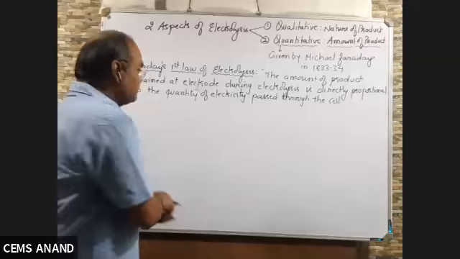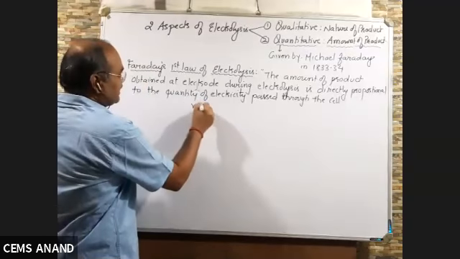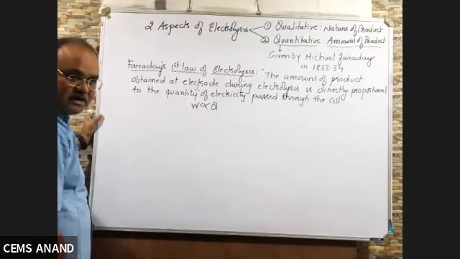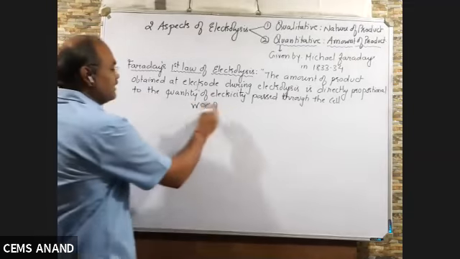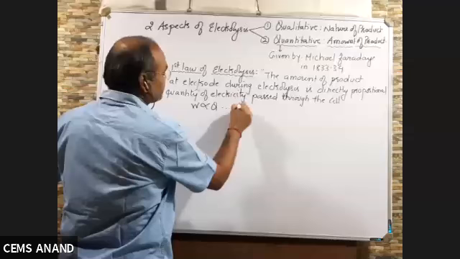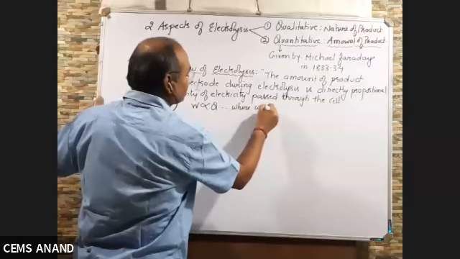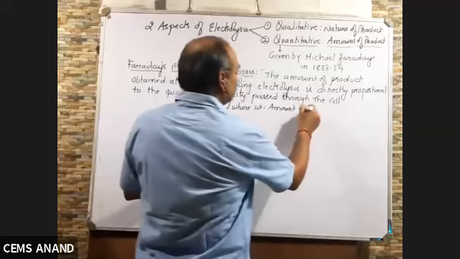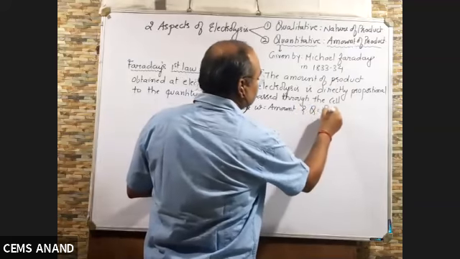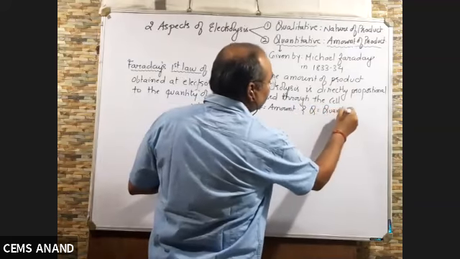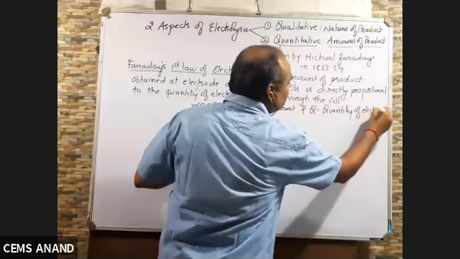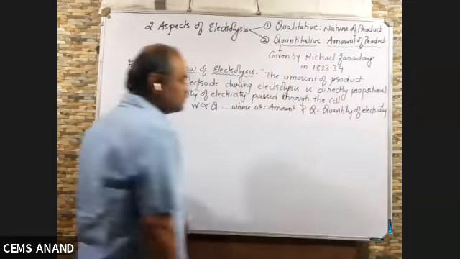This means you can write mathematically W is directly proportional to Q, where W is the amount of product, and Q is the quantity of electricity passed through the electrolytic cell.